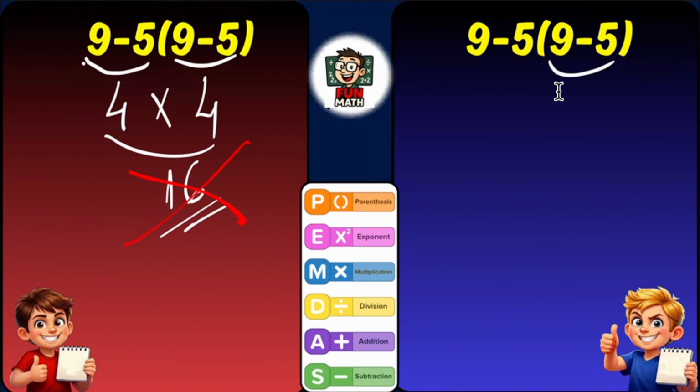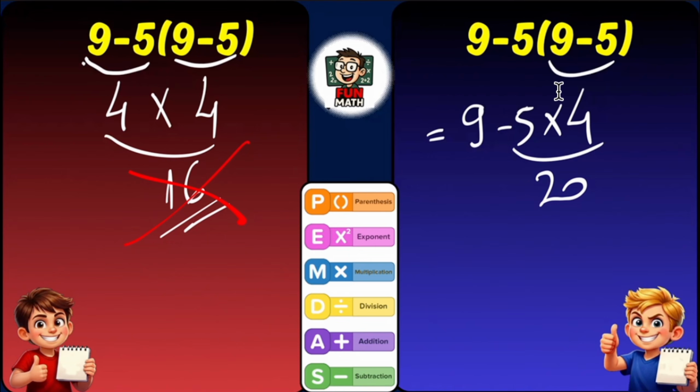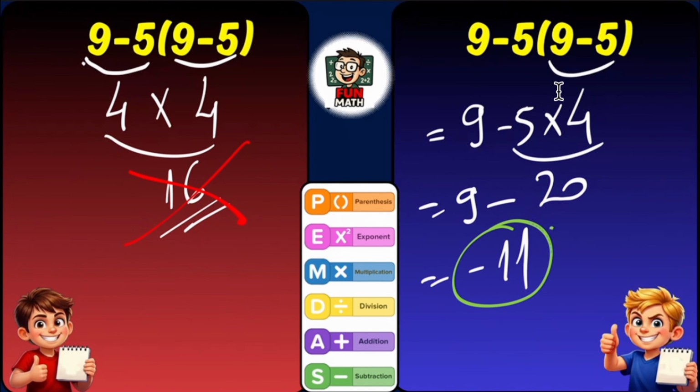9 minus 5 equals 4. Multiplication. Now there are subtraction and multiplication. First, multiplication. 5 times 4 equals 20. Finally, subtraction. 9 minus 20 equals negative 11. The correct answer will be negative 11.